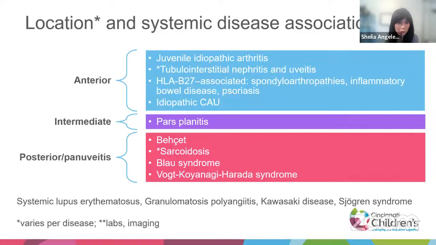And a lot of times we need various labs and imaging to help us determine whether or not systemic disease is associated. But we know that for anterior uveitis, you can have JIA, TINU, different HLA-B27 associated diseases, such as spondyloarthropathies, inflammatory bowel disease, psoriasis. And for posterior and panuveitis, you consider other systemic conditions, such as Behçet's, sarcoid, Blau, and VKH. Other autoimmune diseases like lupus, GPA, Kawasaki, and Sjögren's can also be associated with uveitis, but we tend to see this less commonly in children, especially because they're often treated for the systemic conditions concurrently.